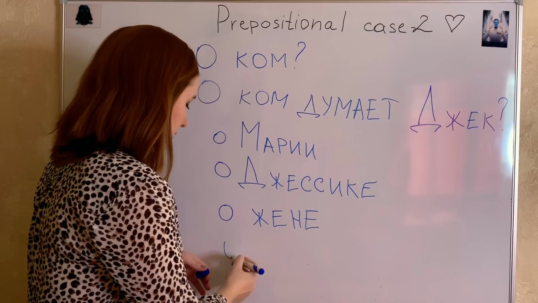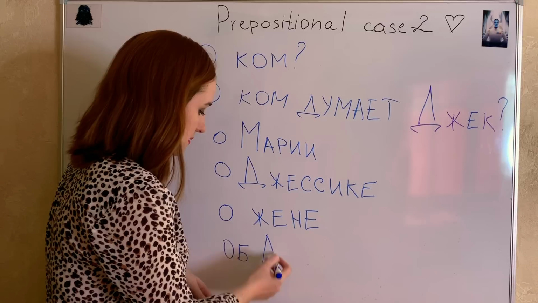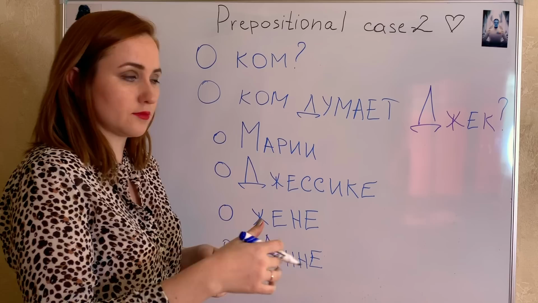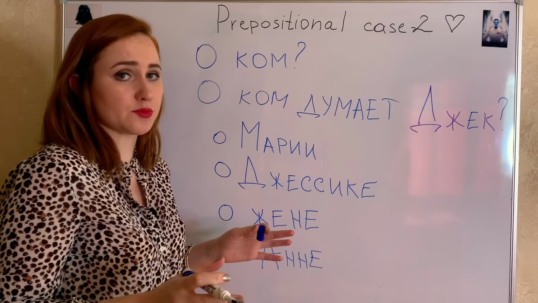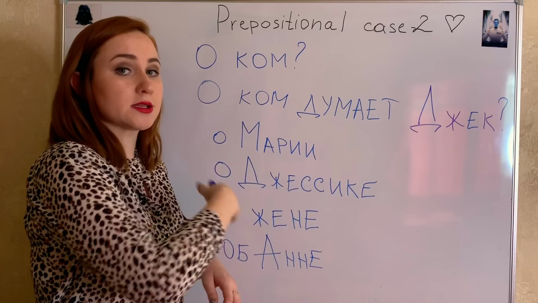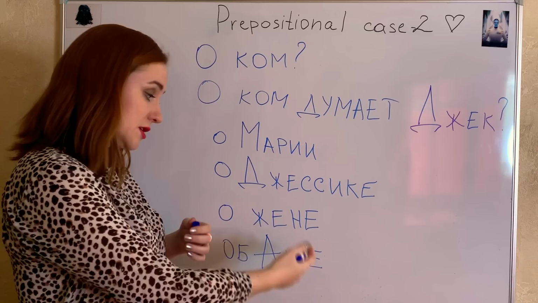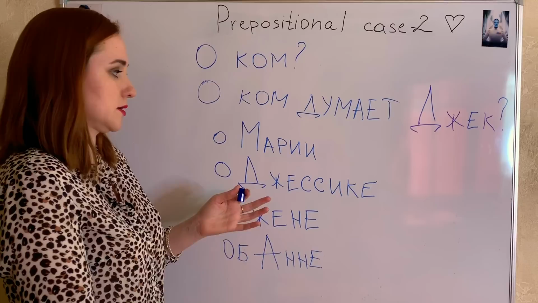So we can change this preposition. Maybe he also thinks about Анна. Об Анне. Again, об Анне. Джек думает об Анне. It's very important when it comes to pronunciation. So repeat after me. Об Анне. Джек думает об Анне. So it's like one word. Об Анне. It's very important because otherwise you'll just sound like a foreigner. If you want to sound like a native speaker, prepare to practice it a lot.